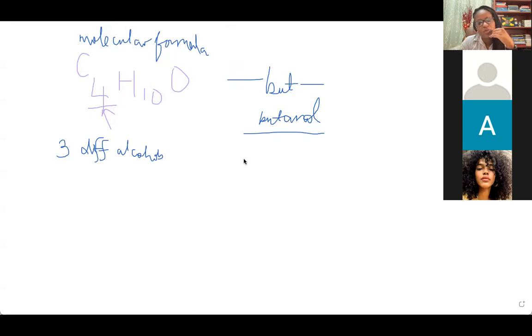So Venita says butane, but it's actually butanol. It's the prefix that we're concerned about, and you got that right. It's butanol because it's an alcohol, right? We're in the alcohol homologous series. So it's butanol. But there are 3 different alcohols with 4 carbons each.